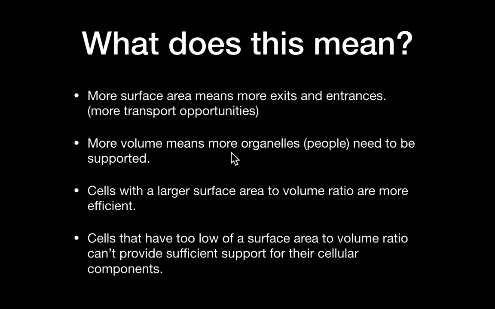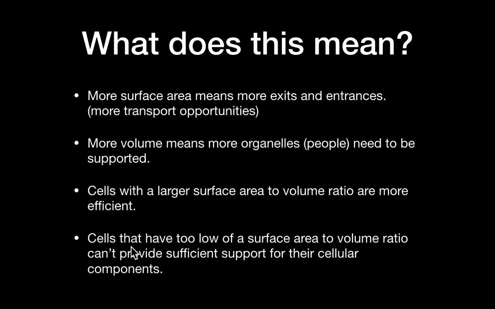Okay, so let's just review everything that we've tried to go through and make sure that everybody's clear on it. So more surface area means that there's more exits and entrances. There's more transport opportunities. More volume means that there's more organelles. So in our example, we use people there, but those organelles need to be supported. Cells with a larger surface area to volume ratio are going to be more efficient, meaning that cells that have more membrane, more potential integral proteins, more channels, windows, doors, in our analogy, are going to be able to live efficiently and manage homeostatic balance in their bodies much better.